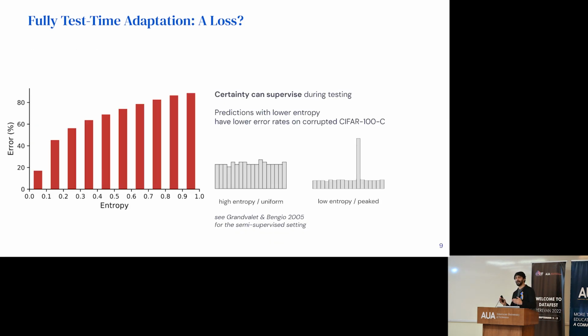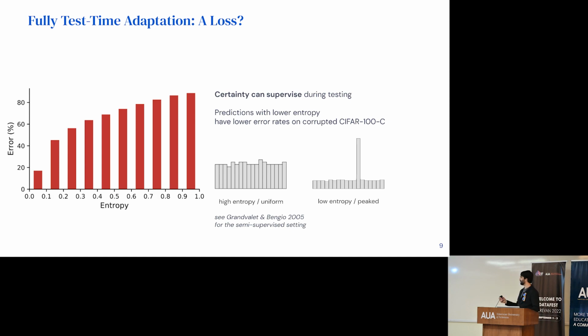So let's now look at how we might approach this, right? If I'm going to be adapting a model, if I'm going to have updates to the model, I need some sort of loss to determine what those updates are. So our basic approach is to consider the certainty of the model. How confident is it? And we're going to use this certainty to supervise what it learns.